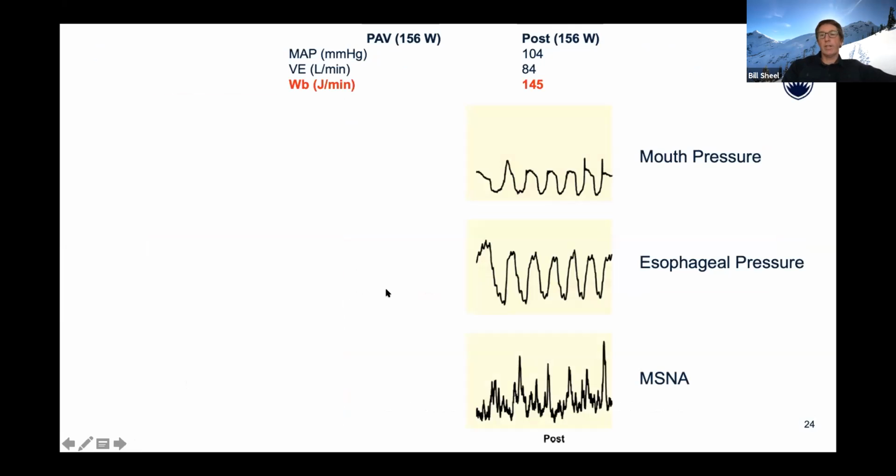And it looks like this. Here's a condition at 156 watts or so: mean arterial pressure, minute ventilation, work of breathing. We haven't talked about mouth pressure, but it'll become obvious as I click through the slides. Esophageal pressure we've talked about, and there's some basal firing, if you will. You could count the bursts, or you could measure the amplitude. In our case, we measured burst frequency. So that's the control condition, or immediately post.